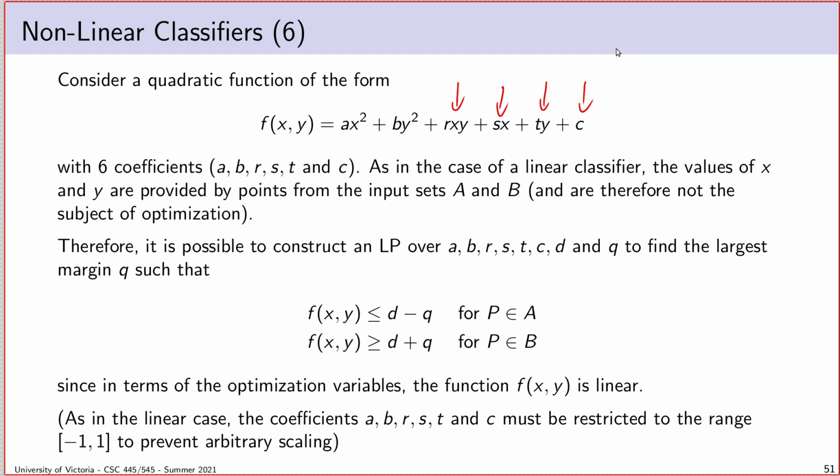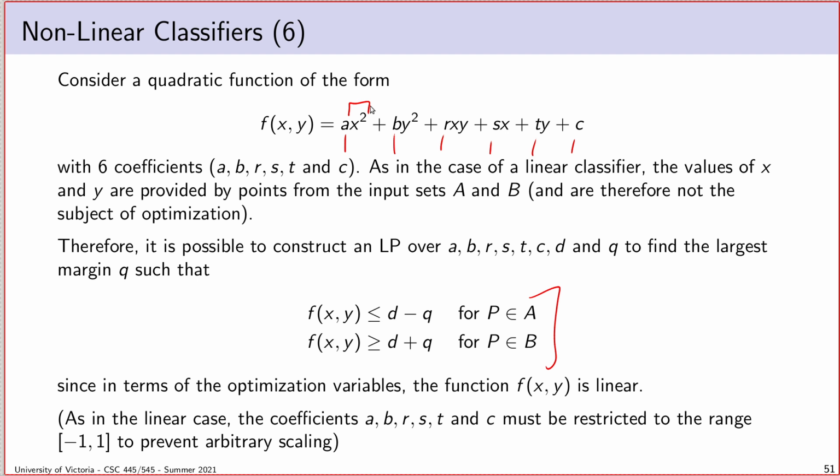It can be expanded out to something of this form with all these coefficients: a, b, r, s, t, and c. And it was a bit of a challenge when I made these slides to come up with good names for them. As in the case of a linear classifier, obviously the values of x and y are provided. When I'm considering these constraints, the values of x and y are constants provided by these input sets. And therefore, if I want to talk about x squared for a particular point xy, well, the point itself is constant. It's part of this input set, A or input set B.